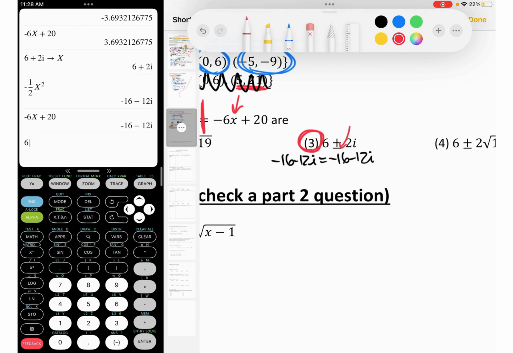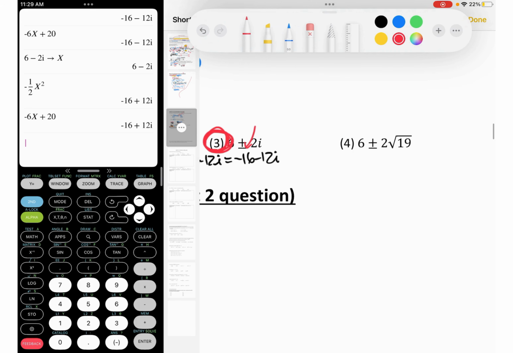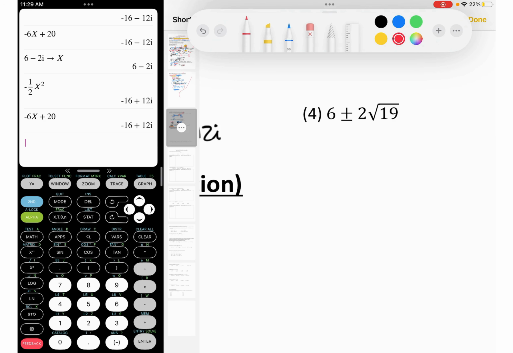So I'm going to do 6 minus 2i, stow x, enter. Check it on the left side of the equation. I'm just copying and pasting. I got -6 plus 12i. On the right side of the equation, I get -16 plus 12i. They check out. They are equivalent, so this one is definitely my answer. You should double check for that last one.